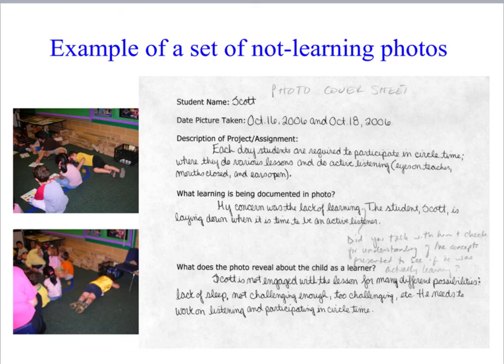So you'll have lots of opportunity to work with learning photos in class, and I am looking forward to sharing more learning photos with you.